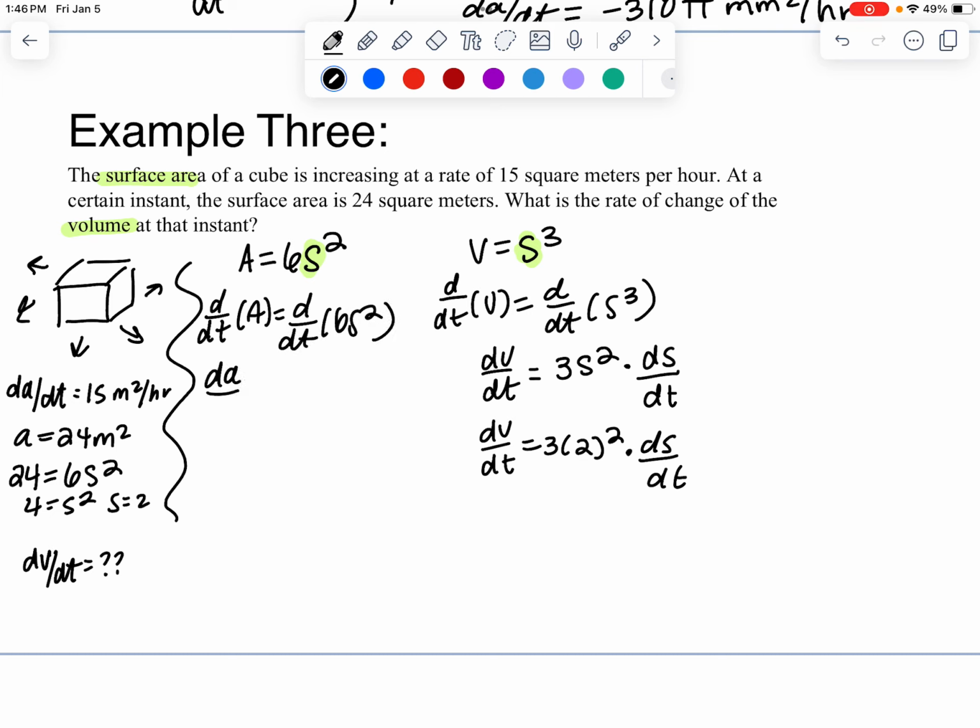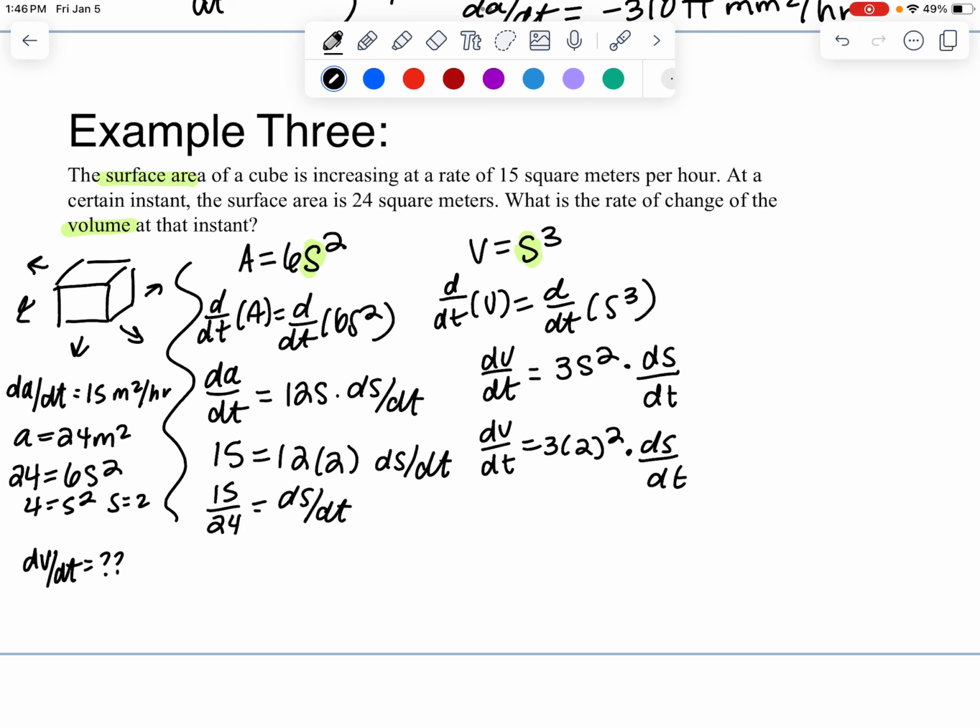A becomes dA/dt. This becomes 12s times ds/dt. This will be 15 equals 12 times 2 times ds/dt. And so this becomes 15 over 24 equals ds/dt, which simplifies to 5/8. So that's what ds/dt is.